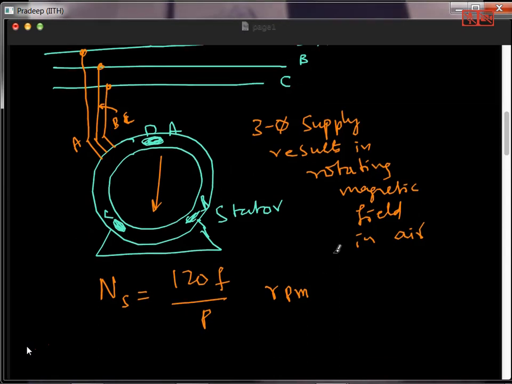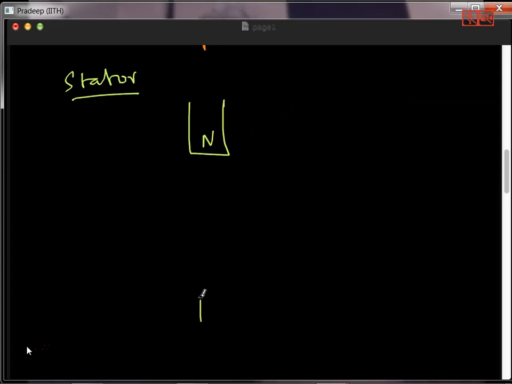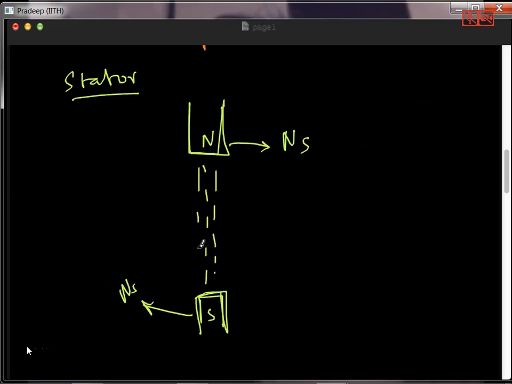So now, if you conclude the discussion, what you can say is the stator is nothing but, you're already imagining, a north pole and a south pole. Two magnetic poles are there. You just imagine these two poles rotating at the synchronous speed, ns. There are no actual physical magnetic poles, but there is a magnetic field which is rotating at a synchronous speed.